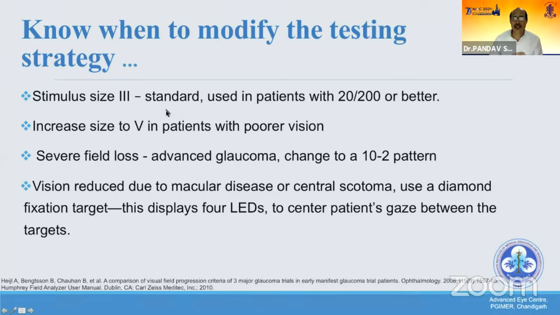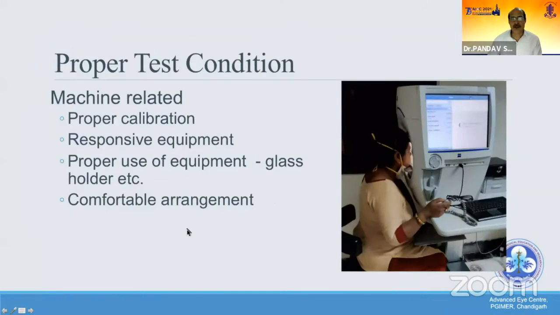So if your stimulus size is usually size 3 Goldmann standard, that is kept, but this only works if your visual acuity is good. If your visual acuity is bad, then you might have to change the size to a larger size or increase the illumination. In that case, all the tests performed subsequently for that patient should be done with the same parameters. If there is severe visual field loss, you might go for a central 10-2 program rather than a 24-2 or 30-2 program. So similarly, there might be some situations where you would like to change the parameters.